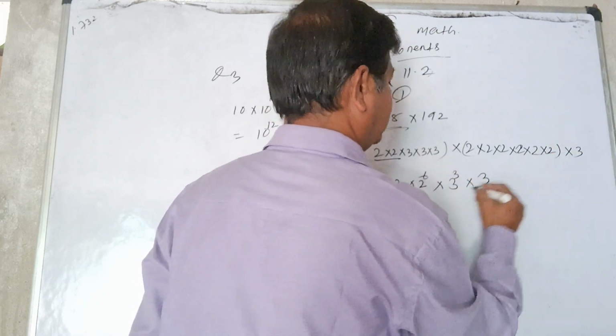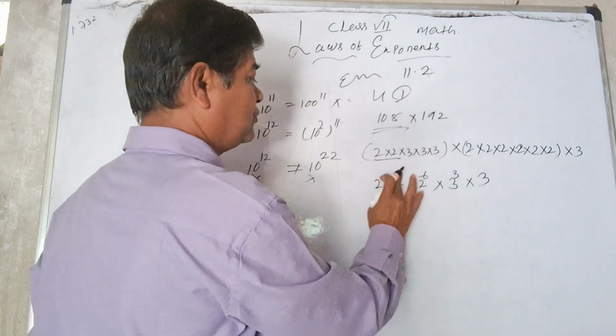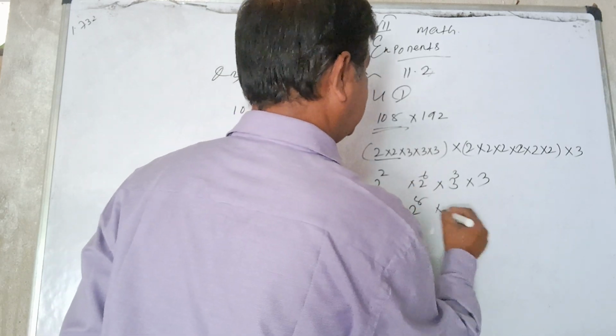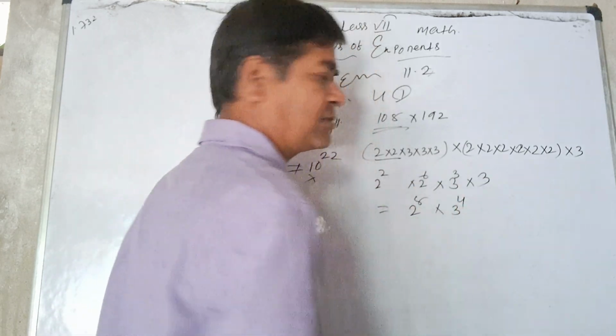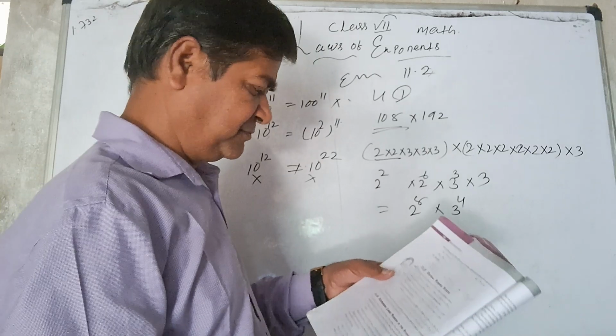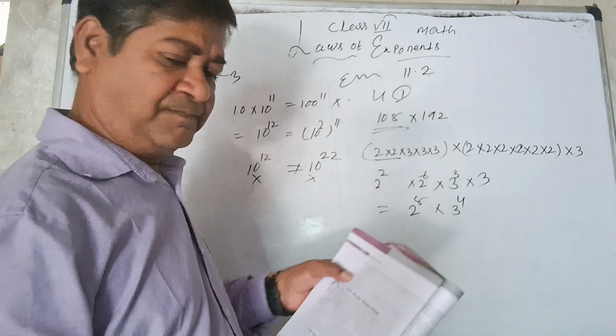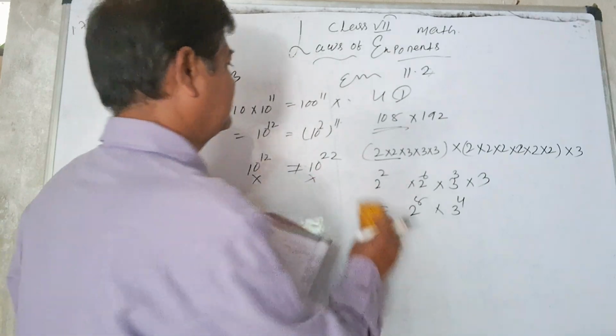Into 3. The answer will be 2 into 2, 2 to the power 2, times 2 to the power 6, that is 2 to the power 8, into 3 to the power 3 plus 1, that is 3 to the power 4. That is your answer. Similarly, you can do your question 4.